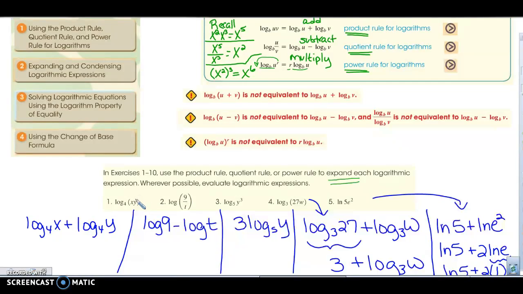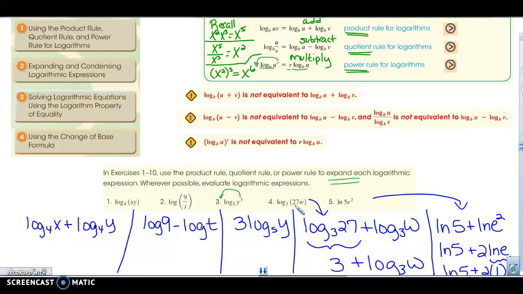So taking this and realizing these are the three rules we're working with, we have a product. We can rewrite that as the sum. So we have log base 4 of x plus log base 4 of y. In this one, we have a quotient. We can rewrite that as a subtraction. So log of the numerator 9 minus log of the denominator t. All right, here we have a power to a power. So we're going to use this rule and multiply. So we bring that exponent of 3 in front and multiply it times the log base 5 of y.